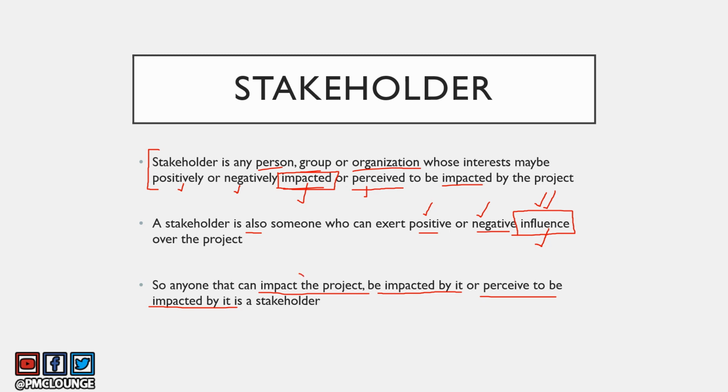Three things. Anyone who can impact your project, your CEO can definitely impact your project. Anyone who can be impacted by your project, let's say your project automates a certain operation which is going to result in reduction of jobs in a certain industry, right? Those people whose jobs are going to be impacted, they are the ones who are impacted by your project. And someone who perceives to be impacted. So let's say there's a certain organization or a certain department within the organization which is not going to be impacted by your project. They are not the ones who are going to lose jobs, but they perceive that they may lose their jobs. So all three are stakeholders of your project.